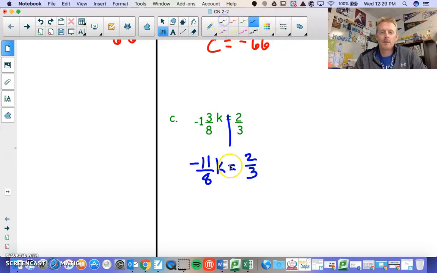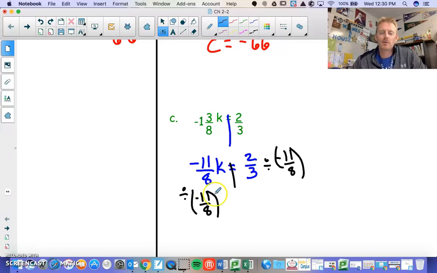Now I'm going to go ahead and get rid of the multiplying by a negative 11 eighths, and I'm going to divide by a negative 11 eighths. Now if I do that to both sides, the rule here, folks, is that when we divide by a fraction, we do keep, change, flip. So if you remember from last year, keep, change, flip was when we have any division. So we're going to keep the first fraction, change that to multiplication, and then flip the second fraction.